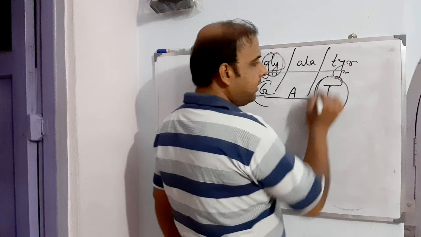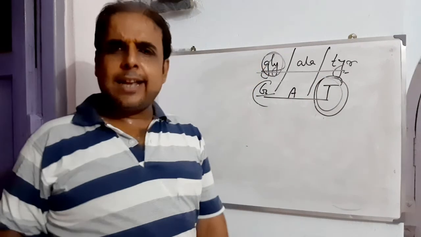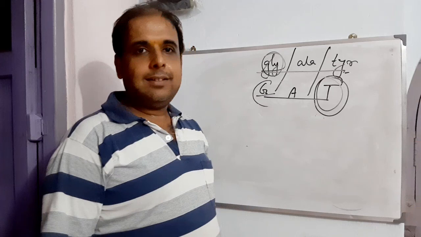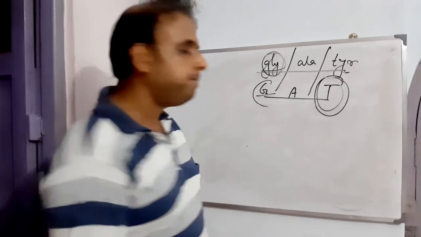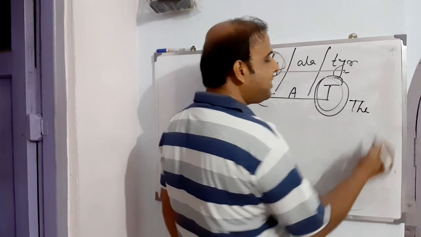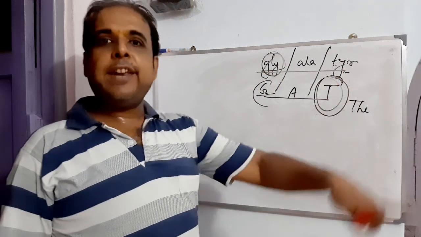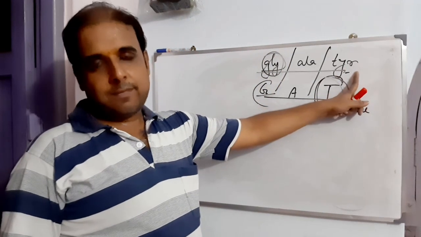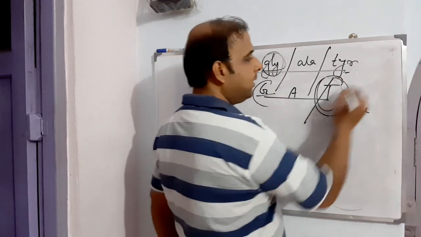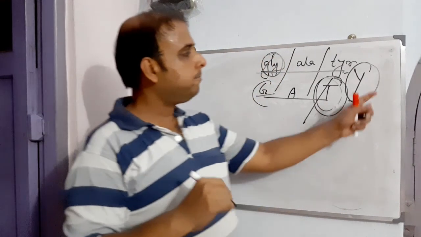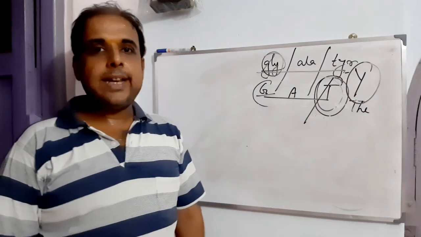Now, why did I get stuck here? Tyrosine cannot be represented with T, because we have a natural amino acid that also starts with T, that is threonine. It is threonine that has taken this particular letter. So you are not supposed to use T again for tyrosine. Instead, tyrosine is represented with Y. Right? Okay.